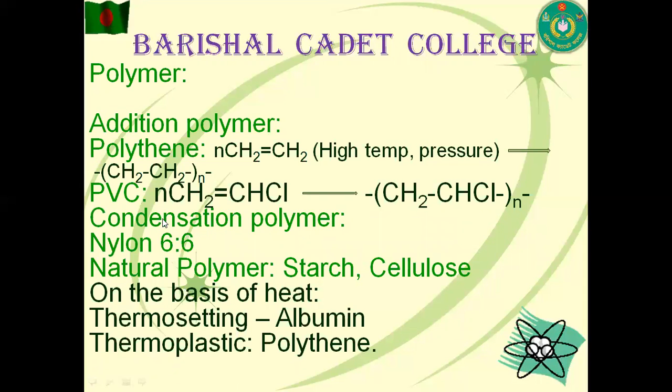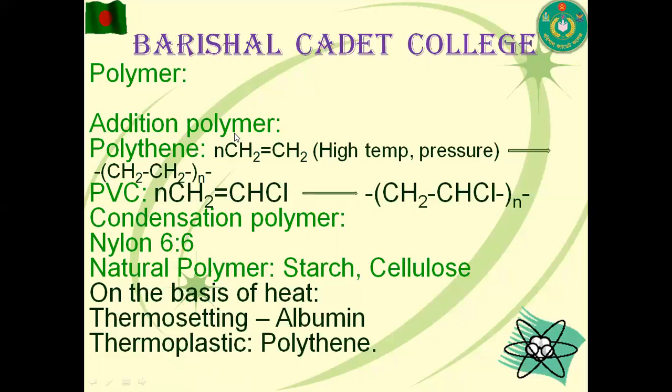Now, polymer. Several types of polymers are present in nature and artificially. When different types of monomers combine with each other in appropriate conditions, that means high temperature, pressure, and organometallic compound, the product is called a polymer. Different monomers combine to form a polymer. Several types of polymers are present.